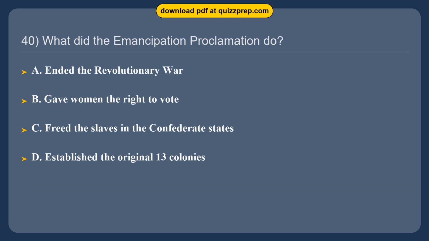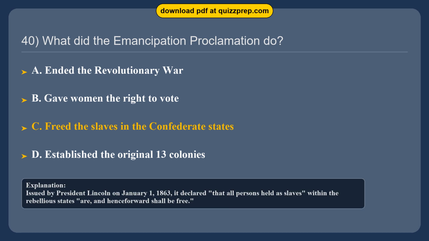Question 40. What did the Emancipation Proclamation do? Option A. Ended the Revolutionary War. Option B. Gave women the right to vote. Option C. Freed the slaves in the Confederate States. Option D. Established the original 13 colonies. The correct answer is option C. Freed the slaves in the Confederate States. Issued by President Lincoln on January 1, 1863, it declared that all persons held as slaves within the rebellious states are, and henceforward shall be free.